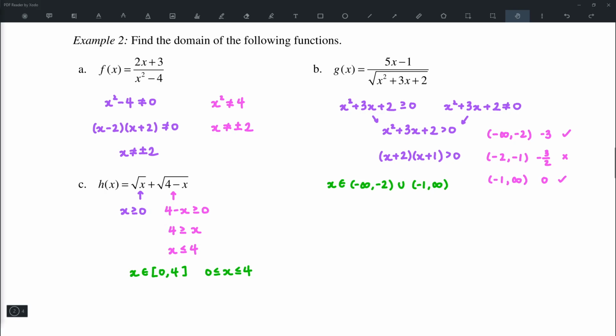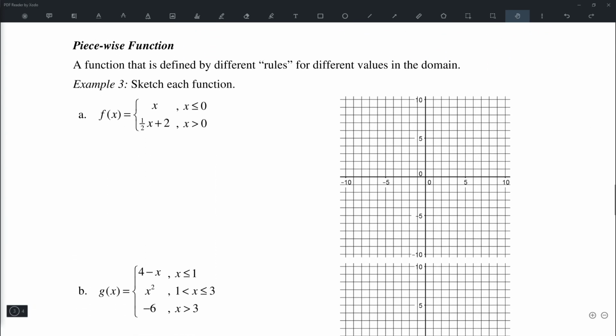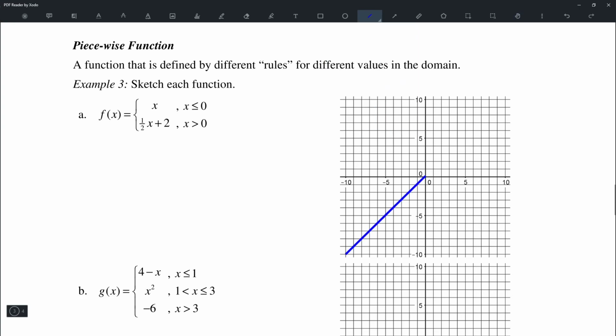So next we have piecewise functions. And these are functions that are defined by different rules for different values in the domain. So in our first example, f of x is equal to x if x is less than or equal to 0. We can go ahead and graph that. It's right here. So we'll use an arrow on one side to indicate that the line keeps going. And on the other side, we're going to use a closed circle to indicate that the graph stops there.